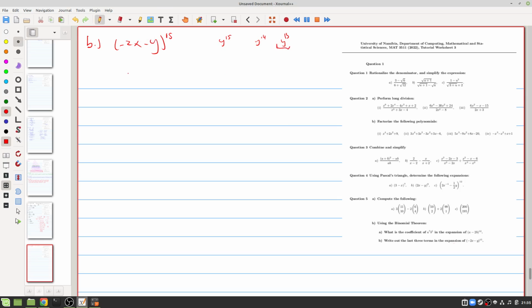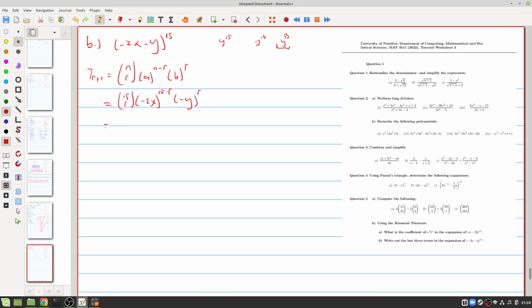So let's start with the y to the power 13 term. Okay, so again, term r plus 1 is going to be n choose r, first term to the power n minus r, second term to the power r. I'm just writing the formula again. Fantastic. Now let's use our example. So our n is 15, so we've got 15 choose r. Then we've got our first term, which is negative 2x to the power 15 minus r. Then we've got our second term, which is negative y to the power r.